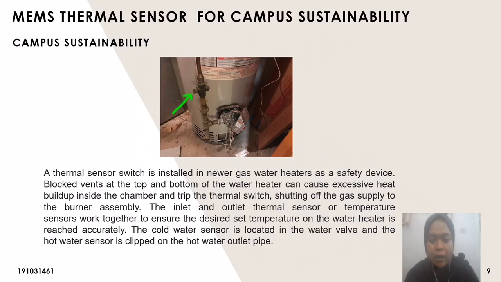The inlet and outlet thermal sensors or temperature sensors work together to ensure the desired set temperature of the water heater is reached accurately. The cold water sensor is located in the water valve and the hot water sensor is clipped on the hot water outlet pipe.